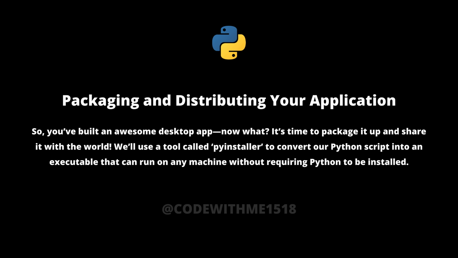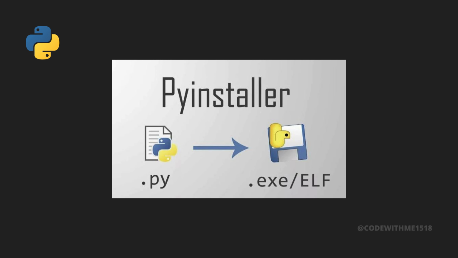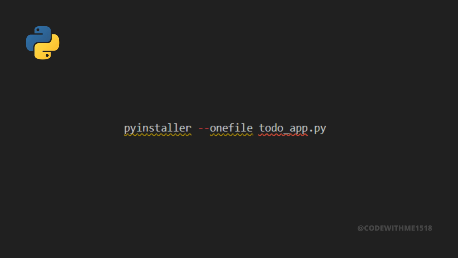So, you've built an awesome desktop app, now what? It's time to package it up and share it with the world. We'll use a tool called PyInstaller to convert our Python script into an executable that can run on any machine without requiring Python to be installed.